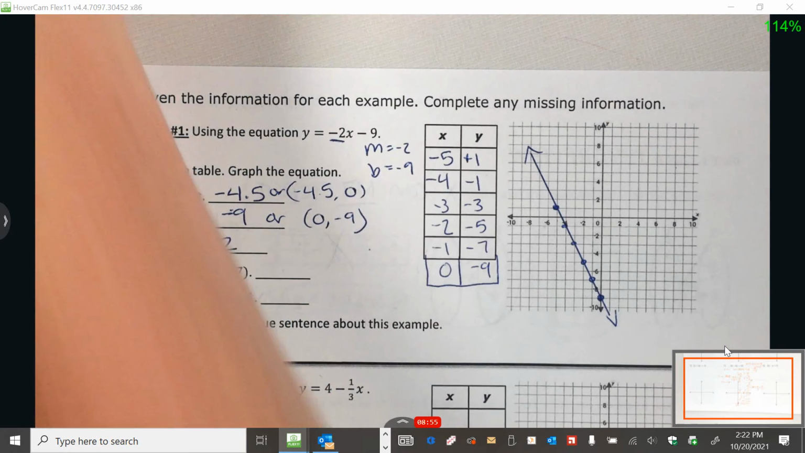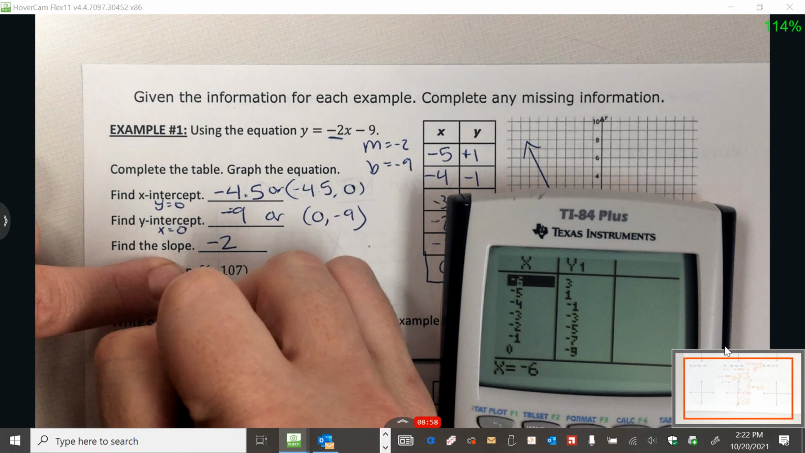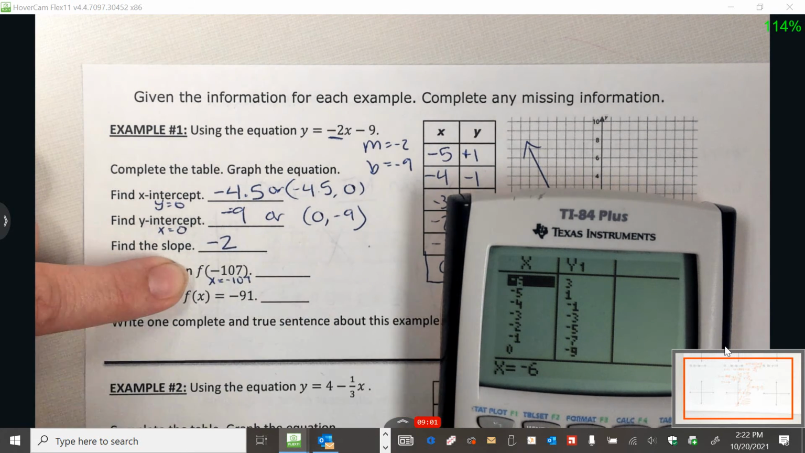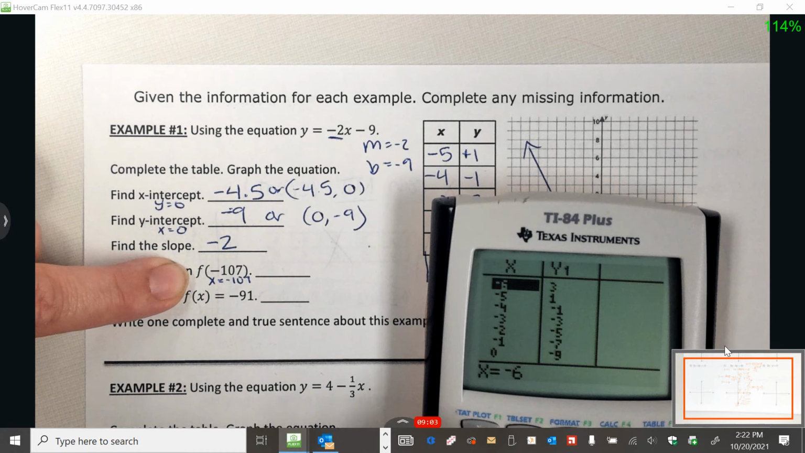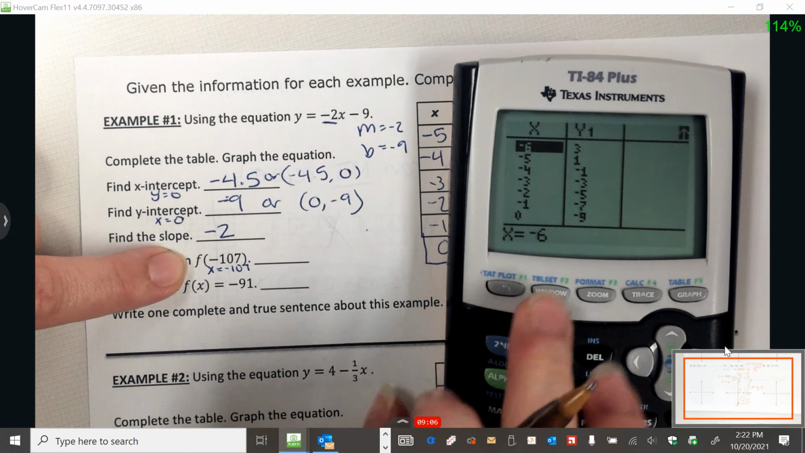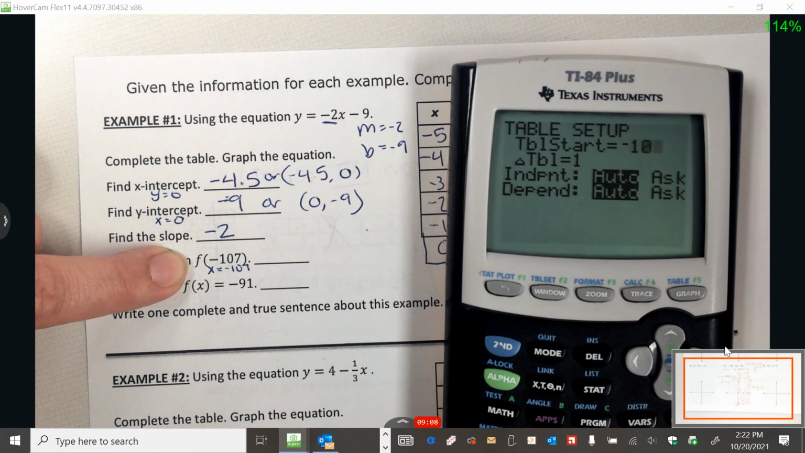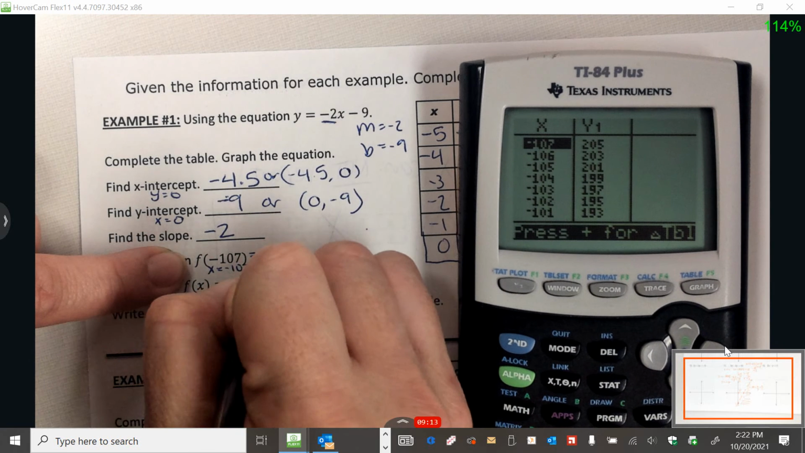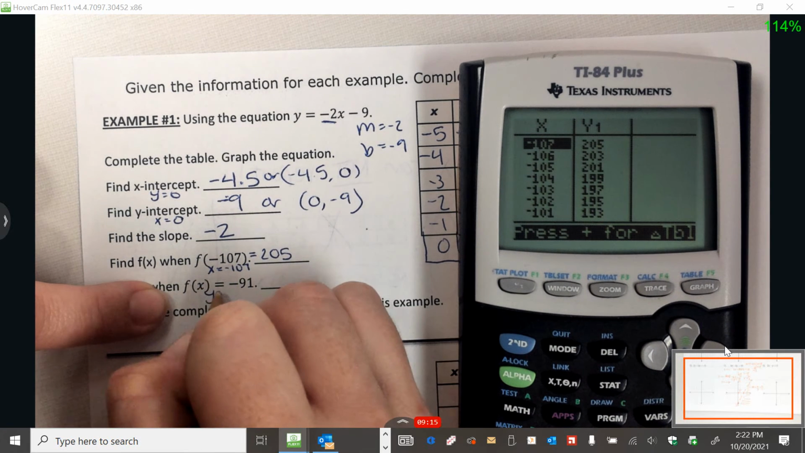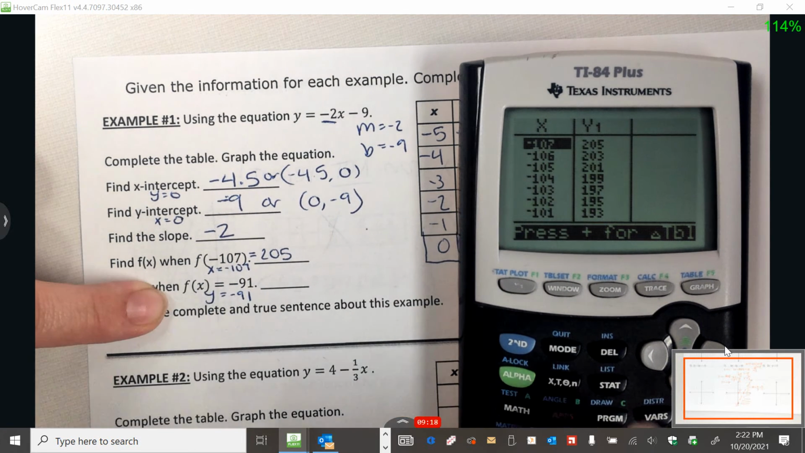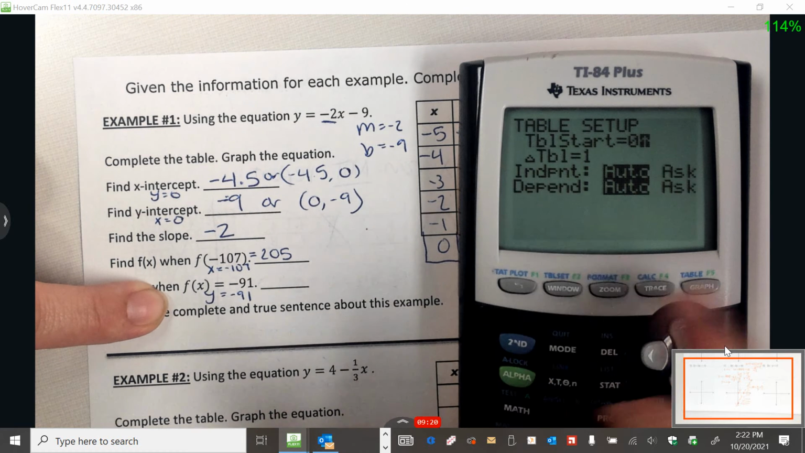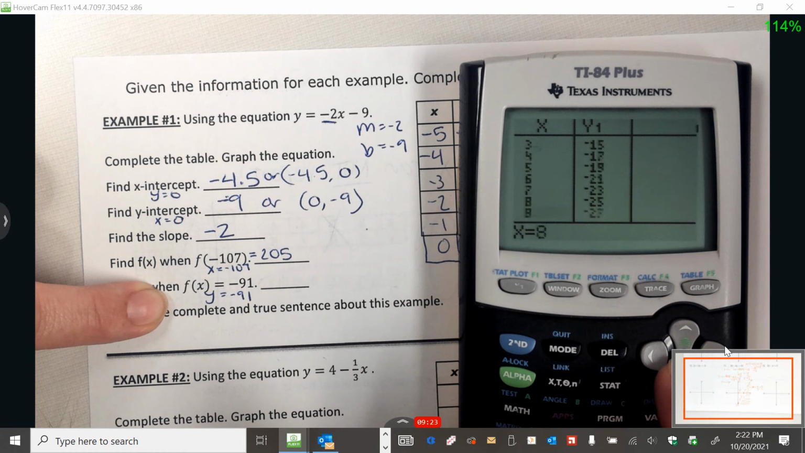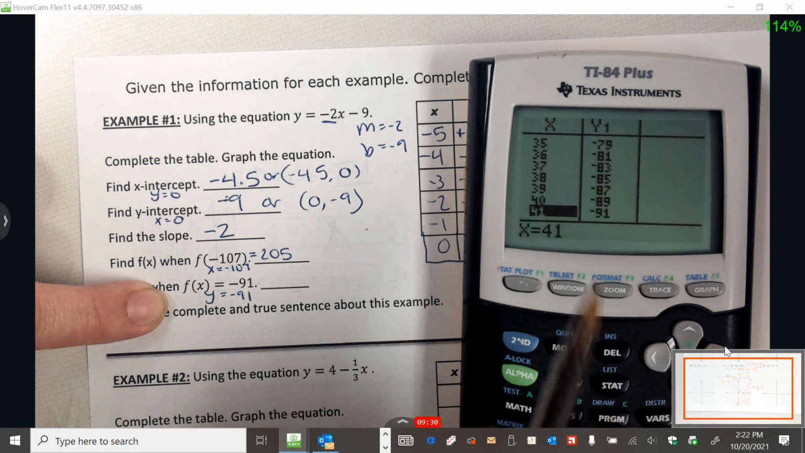Now, this says x equals -107. I know it's x because it's inside, so it's my input. Now, I don't want to scroll all the way to -107, so I'm going to do second window, which we talked about in class, -107 for table start, and go back to my table. So that equals 205. Now, this is telling me y equals -91 because it's outside parentheses. So I'm going to go back to 0 and scroll to -91, which isn't too far. So that's going to be 41.